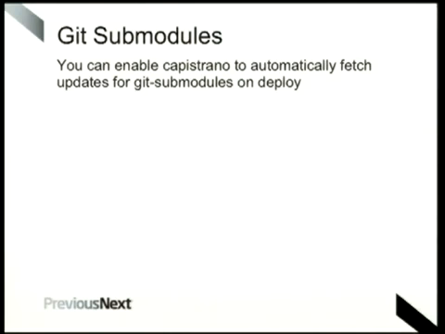And the other thing is if you use Git submodules, is anyone using Git submodules? Yep. So you can just give it a flag, and when it does the deployment and checks it out, it will update all the Git submodules as well. So it'll do all that for you.